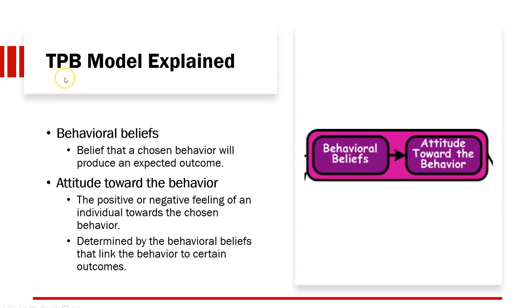So within the theory of planned behavior, this schematic, there are behavioral beliefs, and those influence your attitude toward the behavior. So simply, those are the beliefs that a chosen behavior will produce an expected outcome. And those attitudes can be positive or negative toward that chosen behavior. Let's think about exercising more. You may have positive attitudes or negative attitudes. And this is determined by the behavioral beliefs that link to the behavior. So you may have really been athletic in high school, so you have more positive attitudes, or maybe you didn't enjoy sports, and that might influence your attitudes.